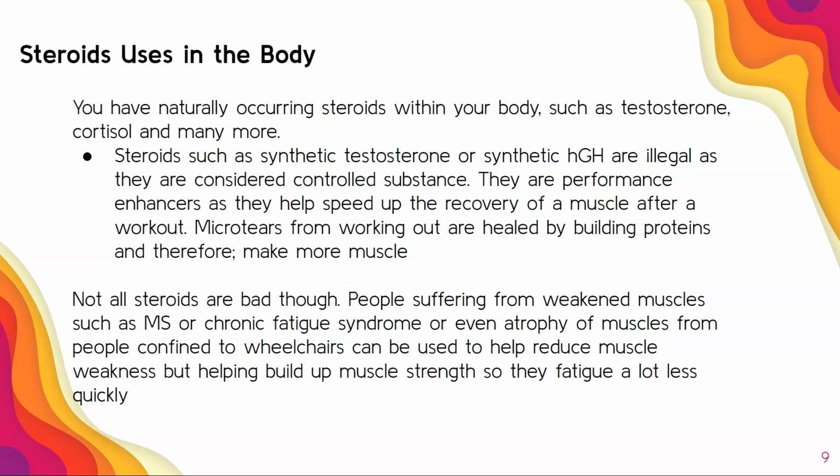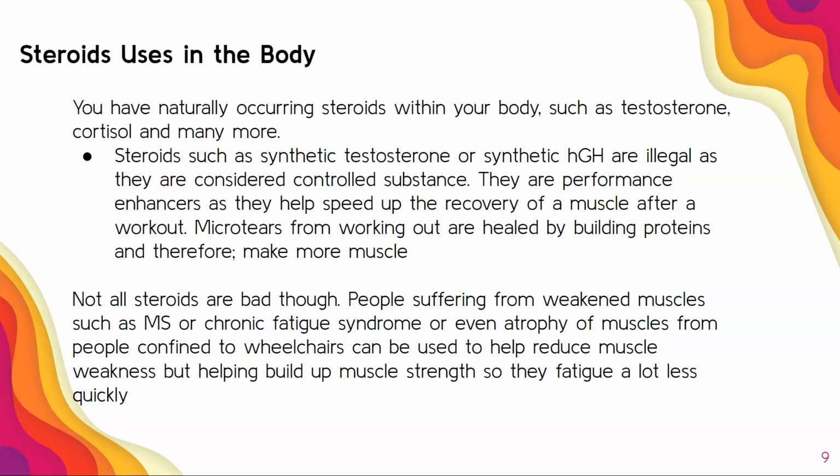Now, there are some people who have atrophy due to different conditions, and there's something that we can use called steroids. Now, steroids, if we are talking about the synthetic kind, are illegal and not healthy for you. We kind of watched a video about that. But essentially, you have naturally occurring steroids in your body, such as testosterone for both males and females. Cortisol is a type of steroidal hormone, and there's many, many more.